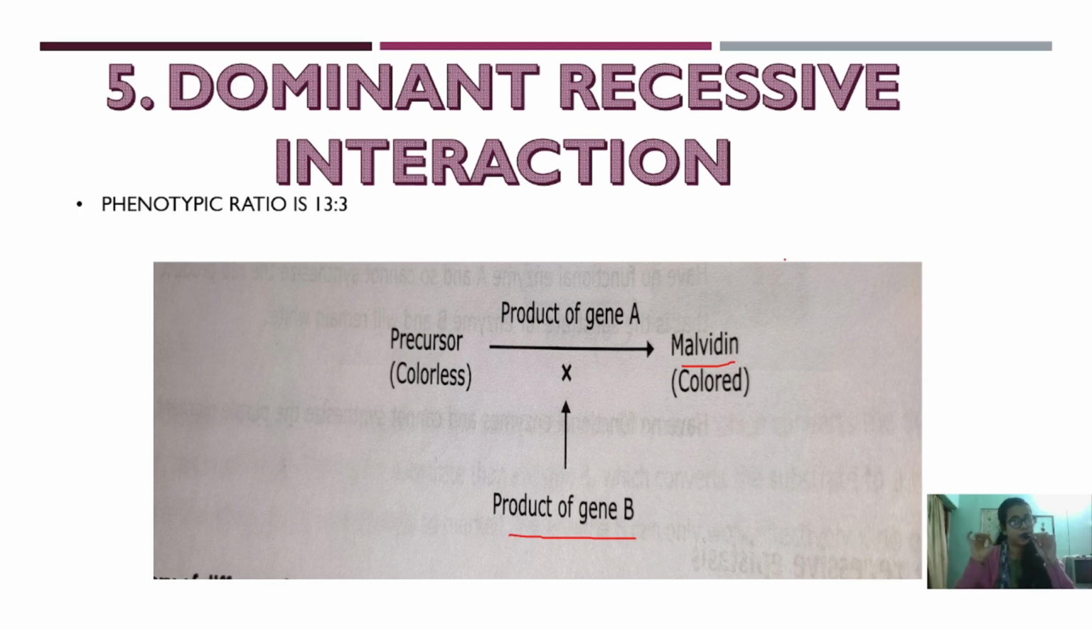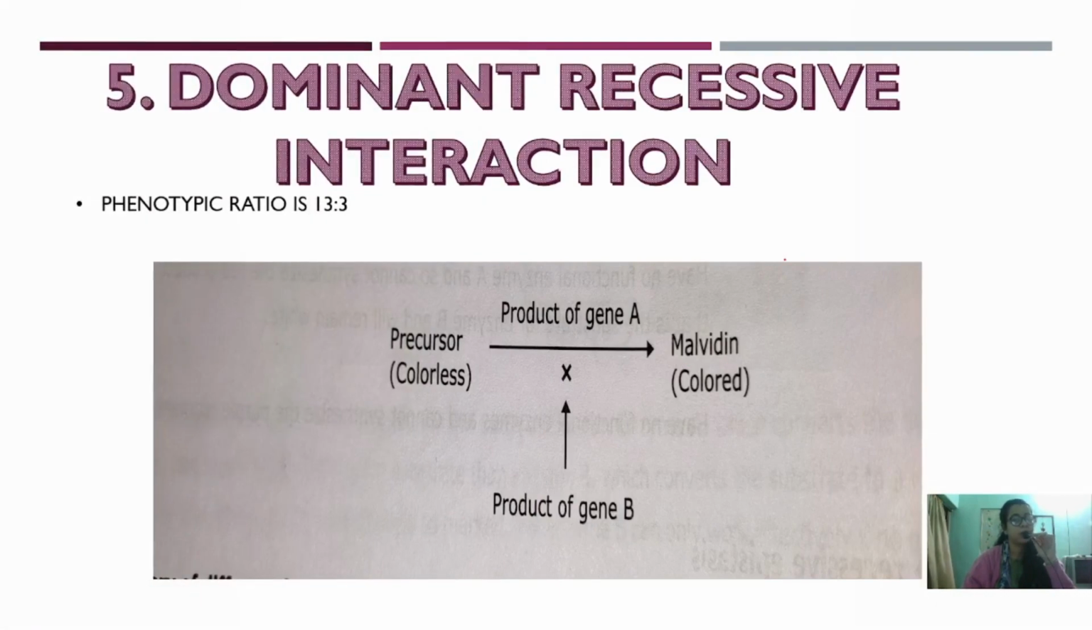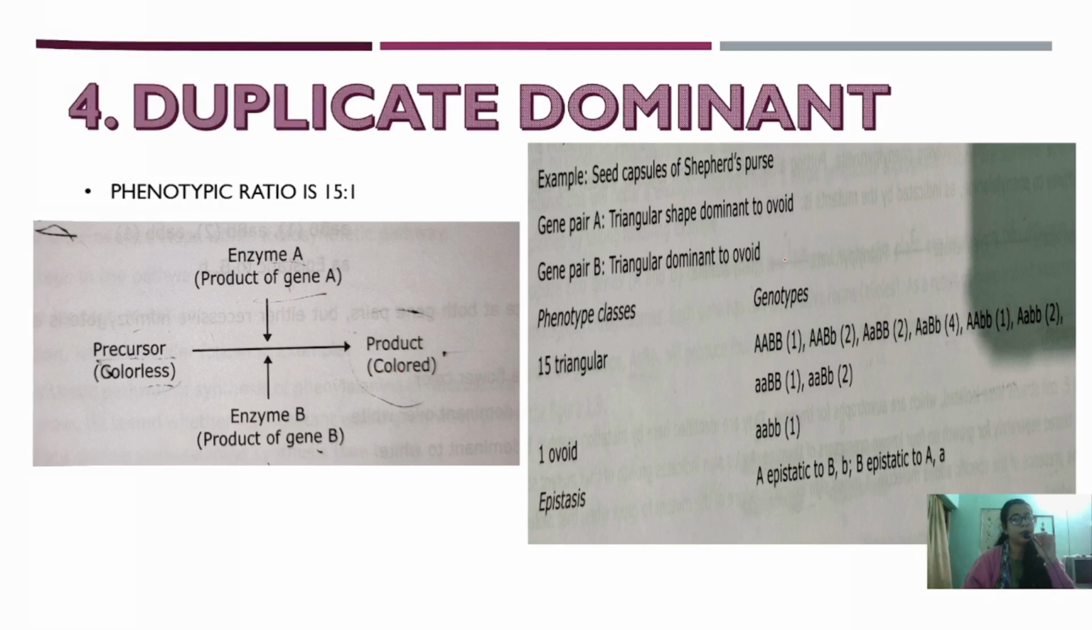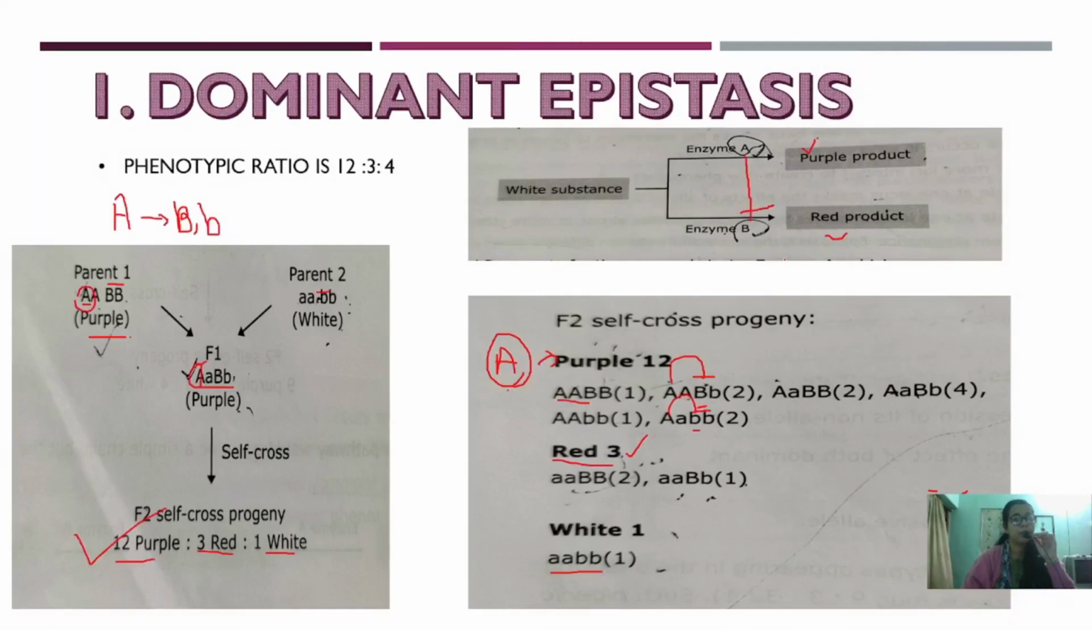3 represents the colored form and 13 represents the colorless form because of the presence of gene B, because the gene B masks the effect of gene A, which is responsible for color production. So this is known as dominant recessive interaction, because B is dominant, and this is also known as dominant suppression, because here the dominant gene B is suppressing the effect of gene A. So these are the types of epistasis: dominant recessive interaction, then duplicate dominant, duplicate recessive, recessive epistasis, and dominant epistasis.